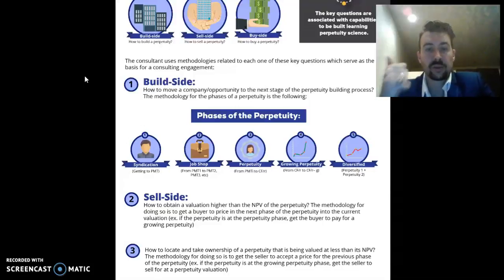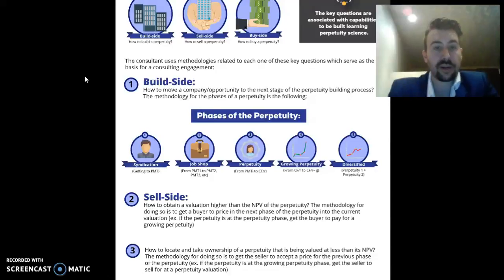So we're naturally going to discuss the phases of the perpetuity and getting to phase number one, and then moving through the phases ultimately to phase 5, which is diversified. So how to move a company or an opportunity to the next stage of the perpetuity building process is really what we're focusing on. And the methodology for the phases of the perpetuity is the following.